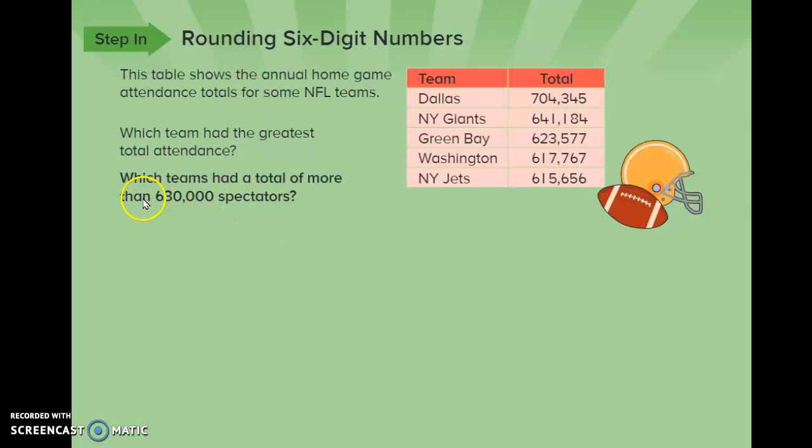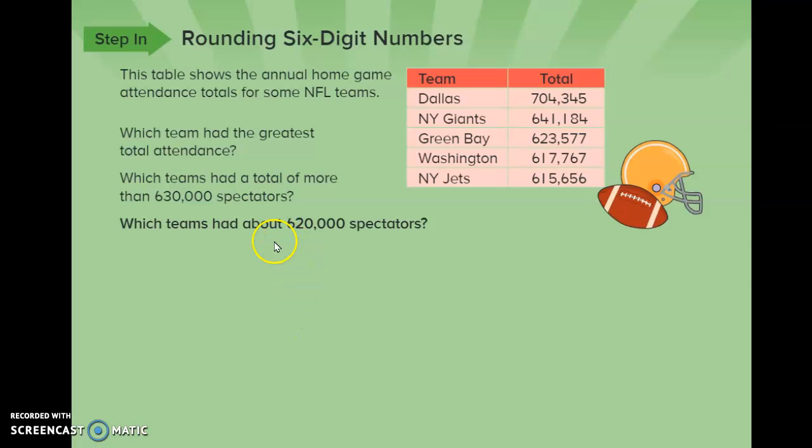Which teams had a total of more than 630 spectators? So we're going to look. See, more than 630. So Dallas is more than that. New York was more than that. And the other ones are going to be less than 630,000.